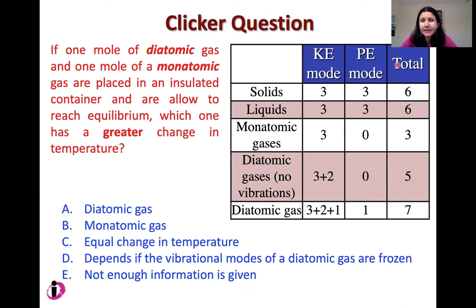Okay, a slightly different question now. If 1 mole of a diatomic gas and 1 mole of a monatomic gas are placed in an insulated container and are allowed to reach equilibrium, so now we have these 2 gases, we put them together, we're assuming they're initially at different temperatures and they're coming to a thermal equilibrium. Which one has a greater change in temperature?